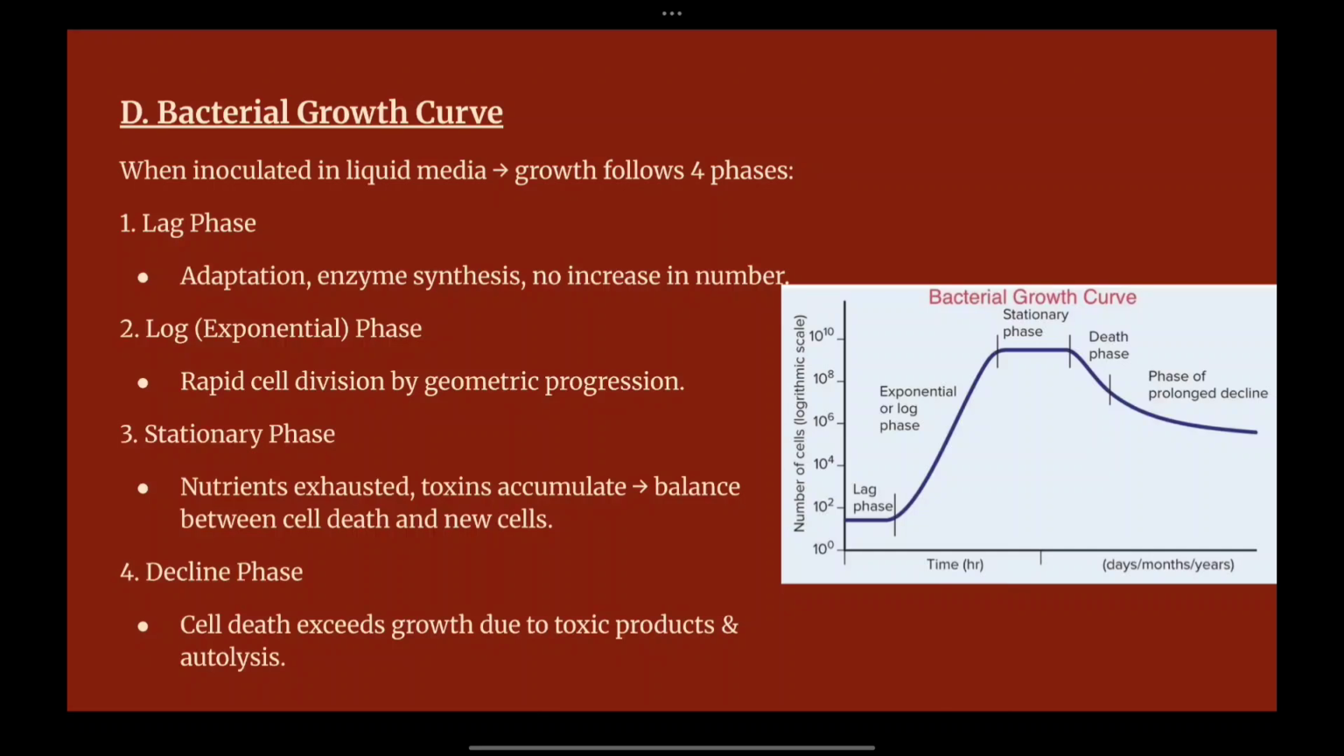Now the last phase is the decline phase, where cell death exceeds growth. There are more cell deaths than cell growth because of toxic products and autolysis, that is, the cell death happening inside the liquid medium, which has increased, and more bacterial cells are dead. So these are the 4 different phases of how bacterial growth is represented in the form of a curve.